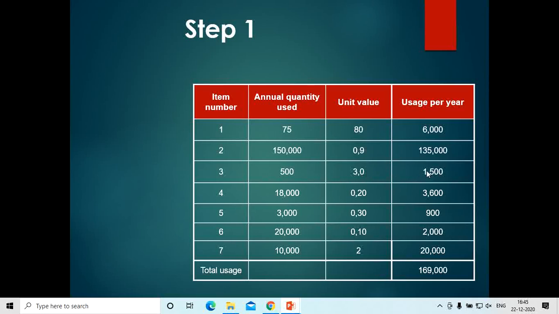So 500 multiplied by 3, that is 1,500, is the cost of item number 3. Similarly, if I go for the fourth item, it will be 3,600, the cost of item number 4 for the whole year. Similarly, for items 5 and 6, I'll get 900 and 2,000, and item 7 is 20,000 as the total usage per year. If I sum up all the items from 1 to 7, I'll get the total usage of all the items as 1,69,000.